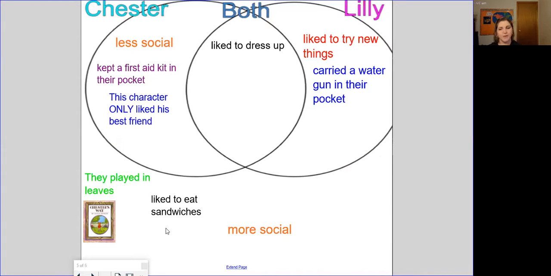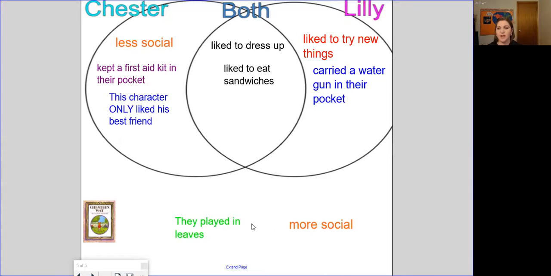Well, who would that be? I seem to remember that Chester liked to cut his sandwiches diagonally, but Lily liked to cut hers into shapes. So they both liked to eat sandwiches. Someone liked to play in leaves. If you remember in the beginning of the story, Chester and Wilson loved to rake leaves and play in them in the fall. But once they made friends with Lily, they all liked to play in the leaves.